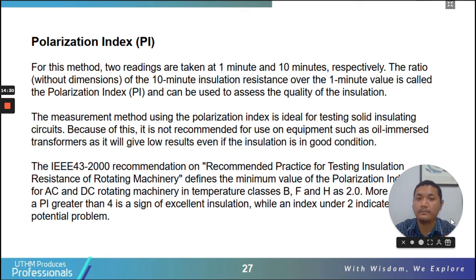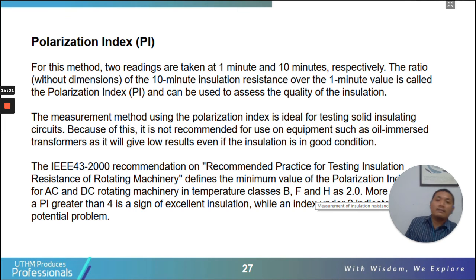Usually in the industry, we perform both IR and PI. PI is basically 2 readings of IR. We obtain the resistance after 1 minute of measurement, and then we continue to inject the voltage for 10 minutes, and at 10 minutes we take the second IR measurement. So now we have 2 measurements: IR at 1 minute and IR at 10 minutes. The ratio of IR at 10 minutes over IR at 1 minute is the polarization index, and it can be used to assess the quality of the insulation.